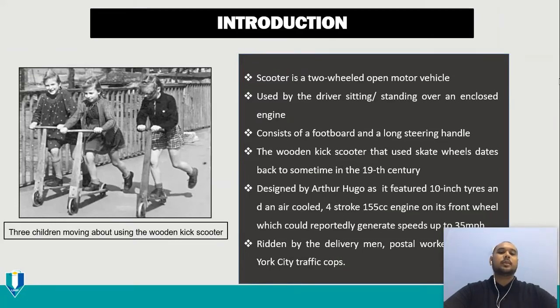The first motorized scooter for adults, known as the Autopad, was developed in 1913 and then patented in 1916 by inventor Arthur Hugo Cecil Gibson. From 1915 to 1922, the Autopad was very well designed by Arthur, as it features 10-inch tires and an air-cooled 4-stroke 155cc engine on its front wheel, which could reportedly generate speeds up to 35 mph.